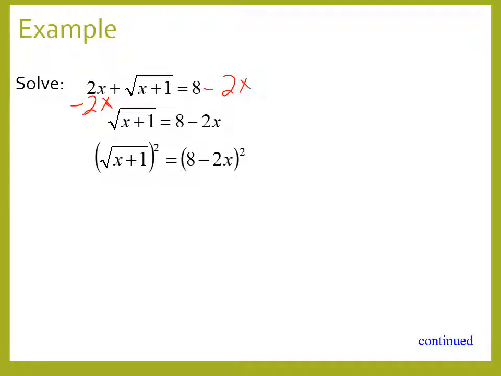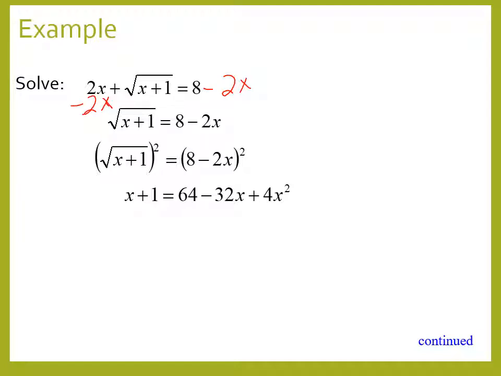When I square the radicand, I get x plus 1. And when I square 8 minus 2x, I'm going to remember my properties. And so it becomes 8 times 8 is 64. I have to do 2x times 2 times 8, and that gives me 32, plus 4x squared.